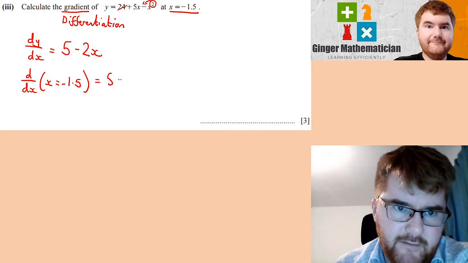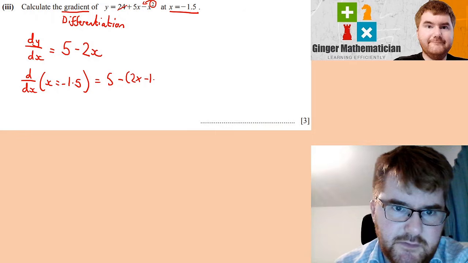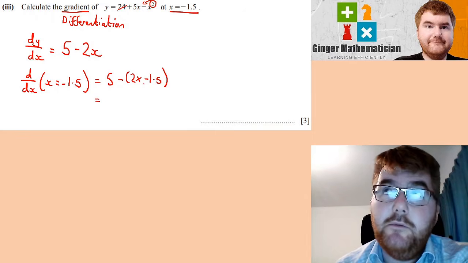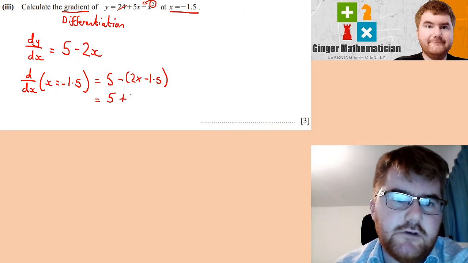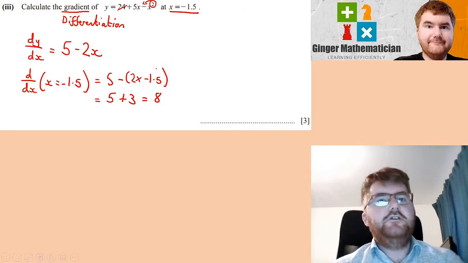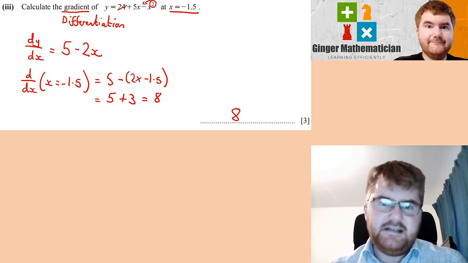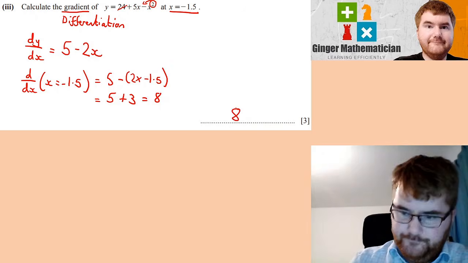So we get 5 minus 2 times minus 1.5. Minus 2 times minus 1.5 is positive 3. So the gradient, and that's all we need here, the gradient, not the tangent, is equal to 8. So 8 is our final answer.